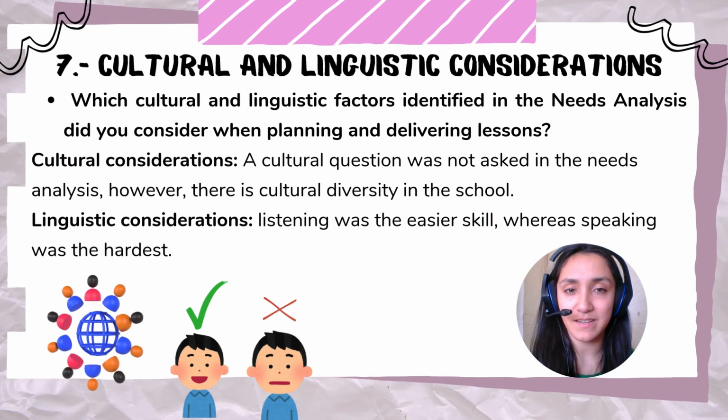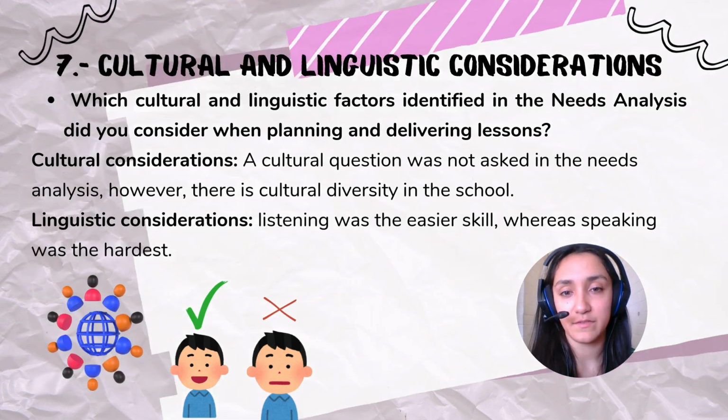A cultural question was not asked in the needs analysis because I already knew there was cultural diversity in the school because I had done the previous practice there. And in addition, as is shown before, listening was for them the easier skill, whereas speaking was the hardest. And having said that, some of the lessons started with a Mentimeter, in which students answer questions such as which languages they speak, where they come from, why they think languages are important, and so forth. Furthermore, there was a reading test that asked them whether or not they spoke indigenous languages, and they reflected upon the importance of language preservation to keep traditions and cultures alive.